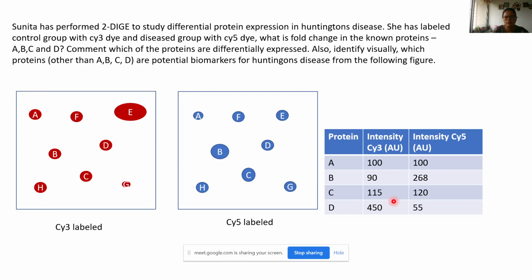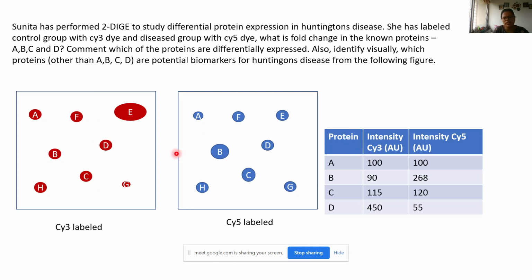So we'll go with A, B, C, D. For A, if you see, there is not much change. Here I have also given the values. B is upregulated. C is similar, so there is not much difference in the protein expression. H is also similar.